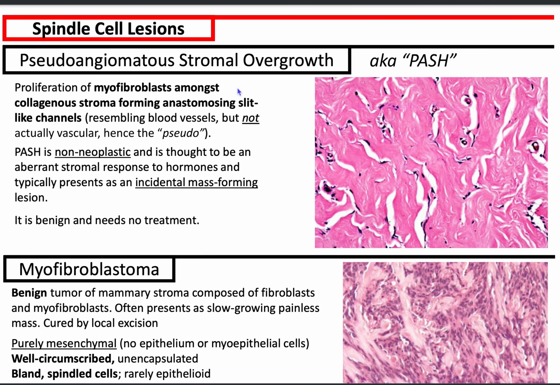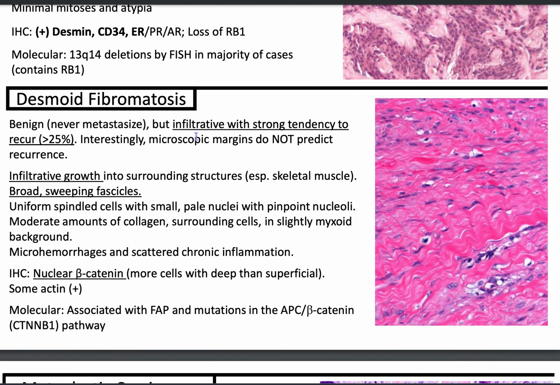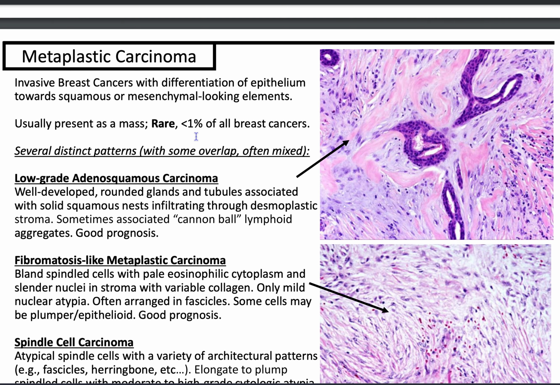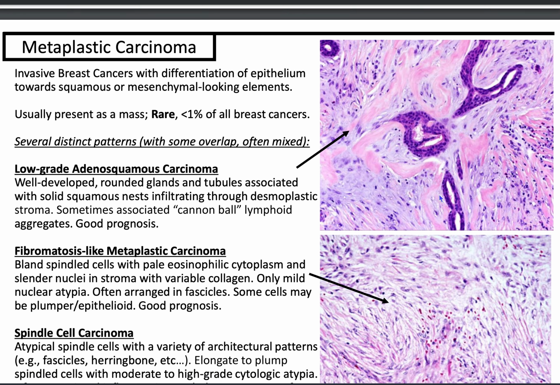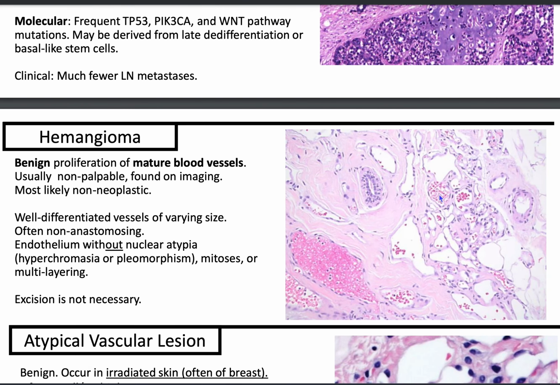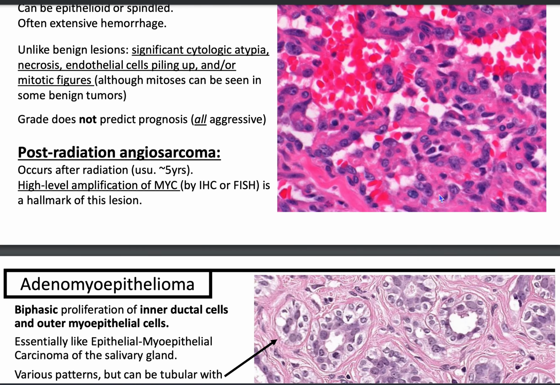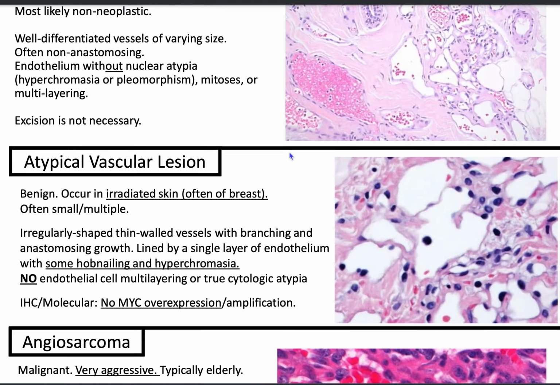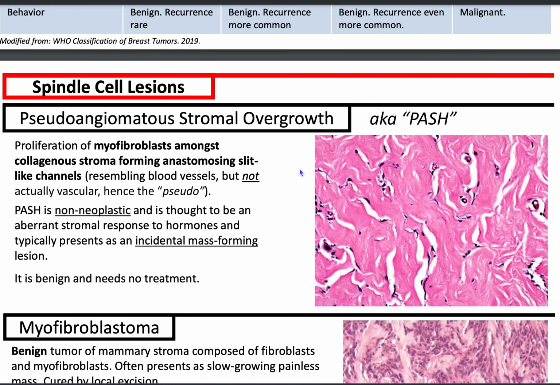Today we're going to use Dr. Kurt's notes to talk about a variety of breast lesions that can be grouped as spindle cell lesions, where we'll talk about PASH, myofibroblastoma, desmoid fibromatosis, then metaplastic carcinoma, invasive breast cancers with either or both an epithelial or mesenchymal differentiation, followed by vascular tumors of the breast and a biphasic tumor that's analogous to the salivary tumor called epithelial myoepithelial carcinoma. So let's get to the spindle cell lesions.